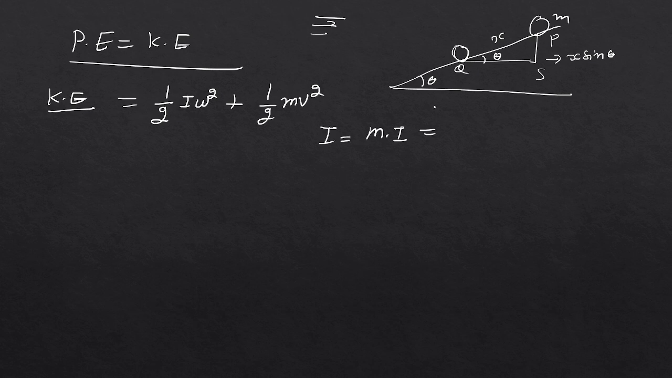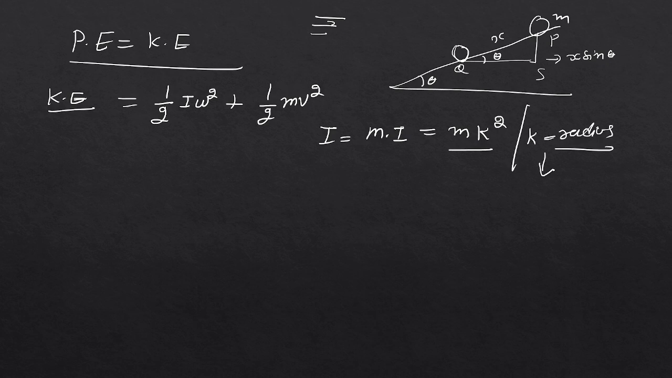Moment of inertia is the property of any body which prevents it from changing its state, whether it is in motion or in a static state. So we know the moment of inertia is mass times the square of the radius of gyration. What is k? K is the radius of gyration. You have to understand it.